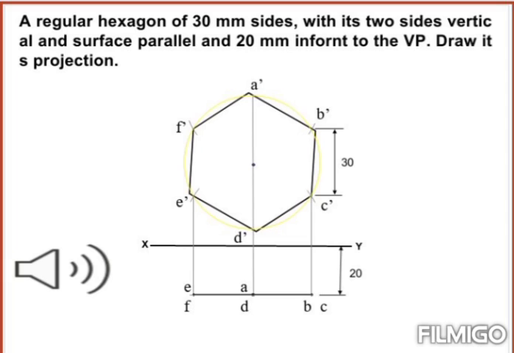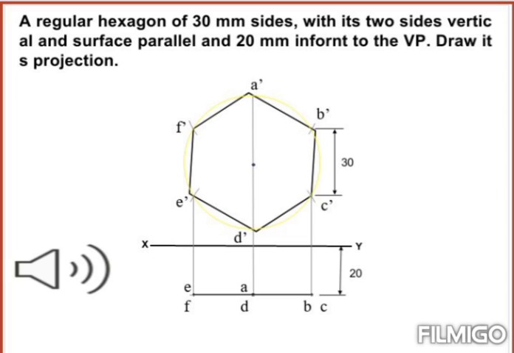While in top view of the problem, this plane is being viewed as a line parallel to reference line. The length of this line will be determined by extending lines from the front view. We will extend line from different points, or I should say different corner or vertex of the regular hexagon up to reference line XY, and accordingly I will determine the length of the line which will be seen in the top view.